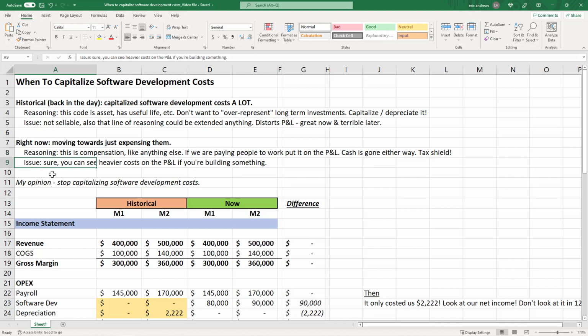The issue in terms of expensing software development costs is that, yeah, you're going to see higher expenses on the P&L if you're building something. But for me, that's not an issue. You just see a P&L that represents compensation that the business is paying. So my opinion is stop capitalizing software development costs. It looks ridiculous. It makes the P&L completely useless.